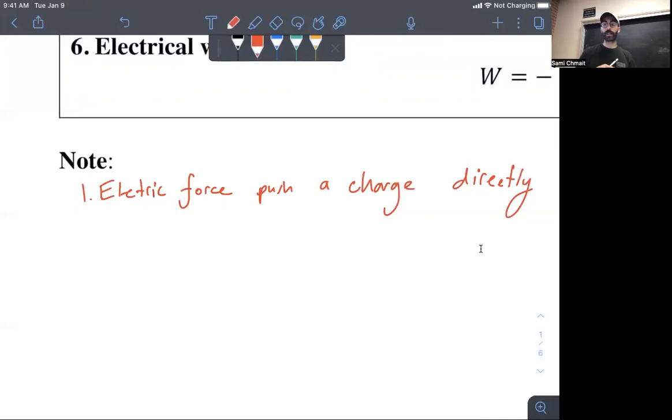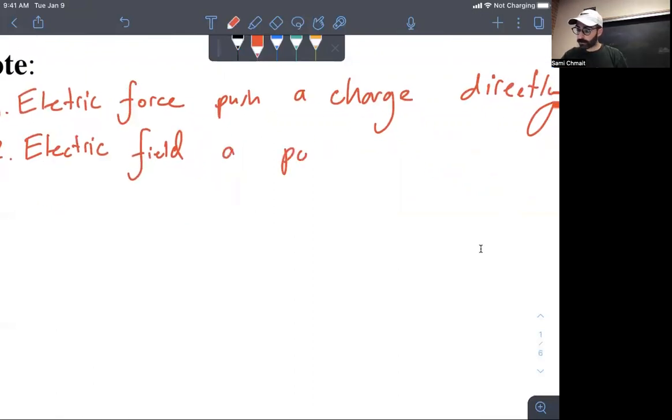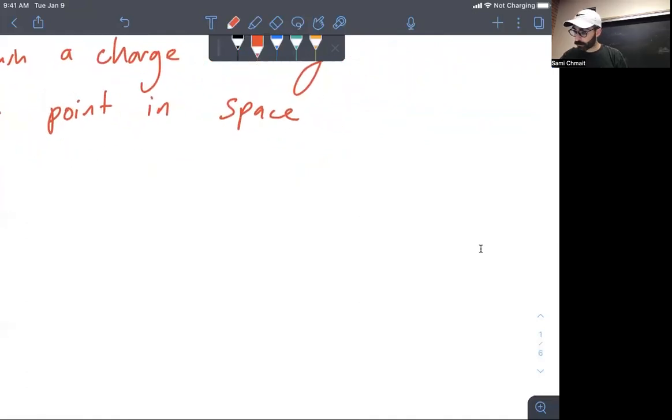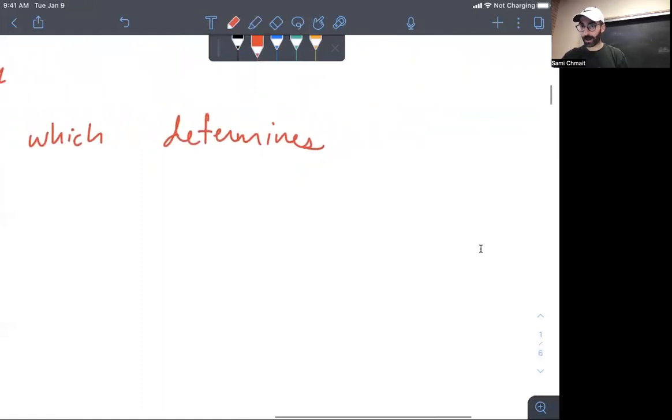Electric field is an arbitrary label relative to a point like infinite space, which determines the force an electric charge would experience if it was put in that position. So let's say this, electric field. I'll zoom back out. Sorry, I need to zoom in when I write because I have a hard time writing on the iPad.